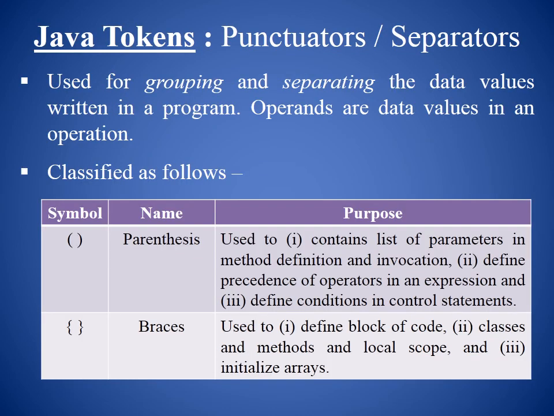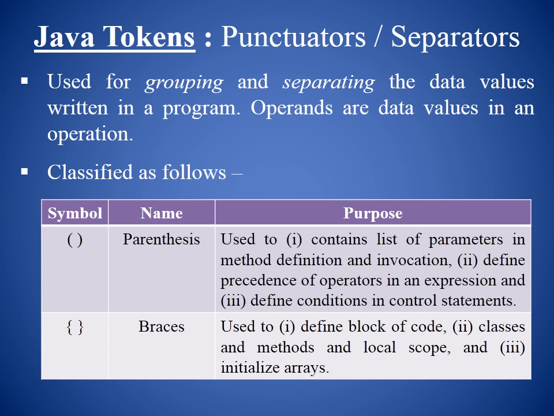And the last token is punctuator or separator. As we know, all languages use punctuation marks defined in their grammar. Similarly, Java also contains its punctuators used to group or separate the data values in a program. These are parentheses, curly braces, square brackets, semicolon, comma, and dot operator. Now we talk about them one by one.